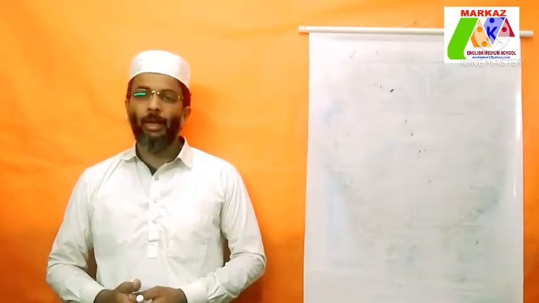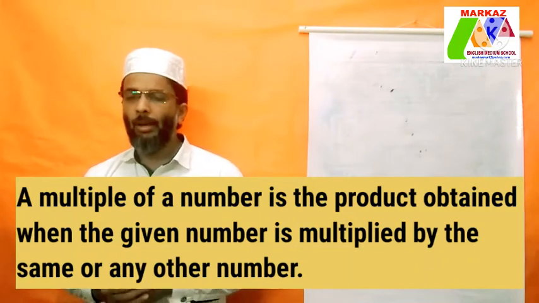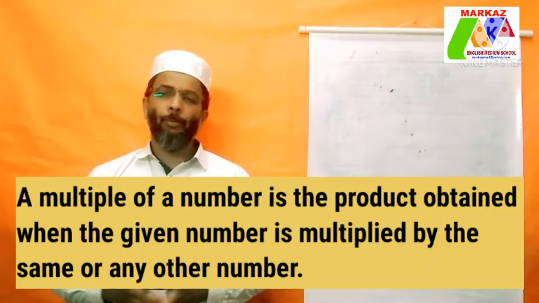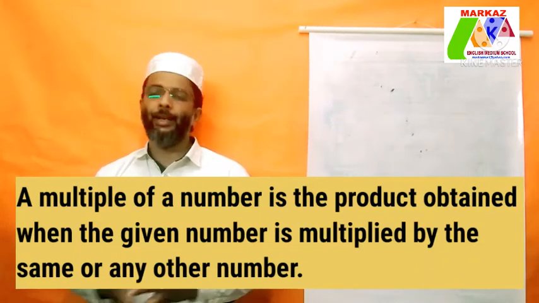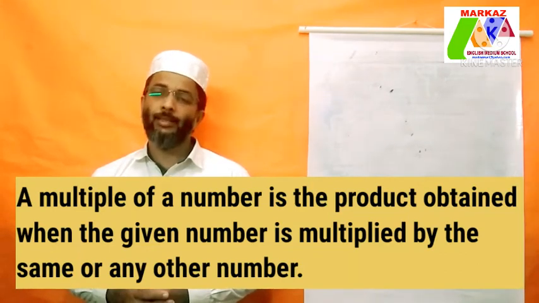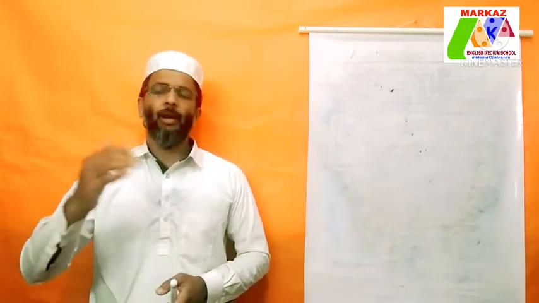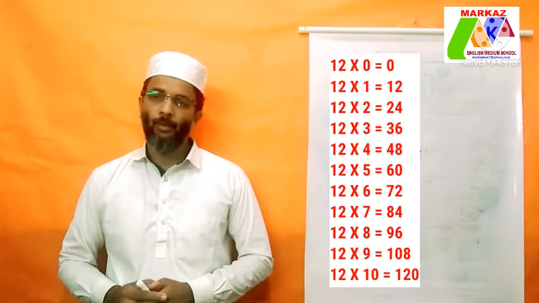Now let us look at multiples, the second topic of our chapter. A multiple of a number is the product obtained when the number is multiplied by the same or any other number. Let's find the multiples of 12.